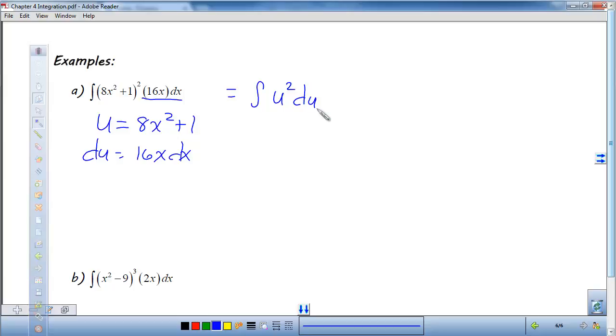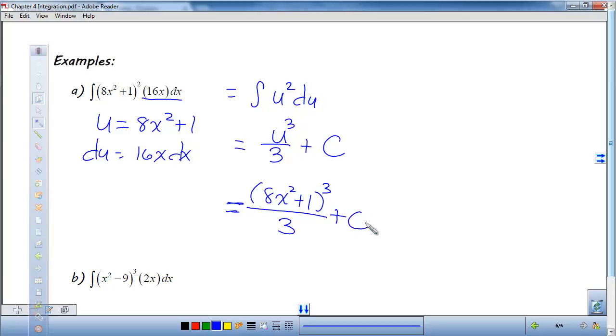So now this is a much simpler form. We have the integral of u squared du. And of course we can just use our simple power rule for that. We're going to increase our exponent by 1 and divide by that exponent plus our constant c. And so now we go back to our original variable. That would be 8x squared plus 1 cubed over 3 plus c. So we were able to use substitution to help us with this.